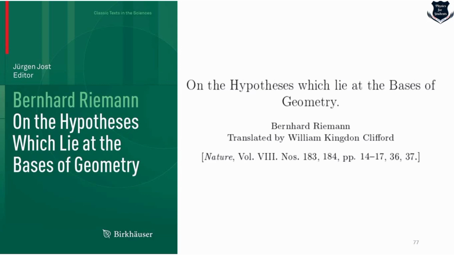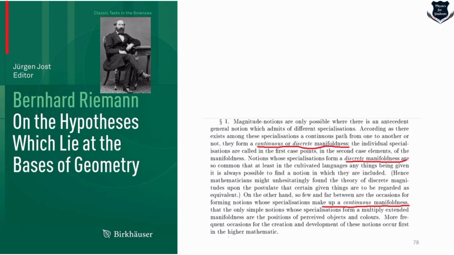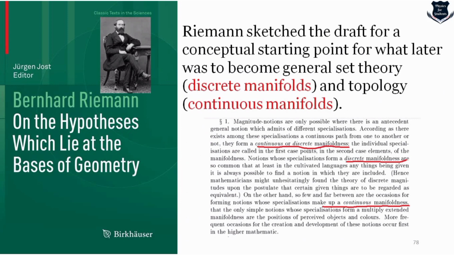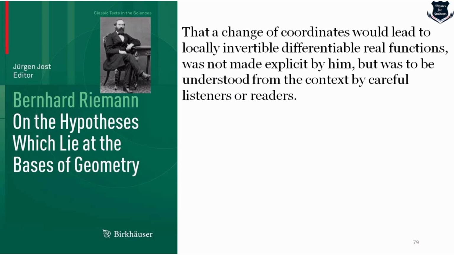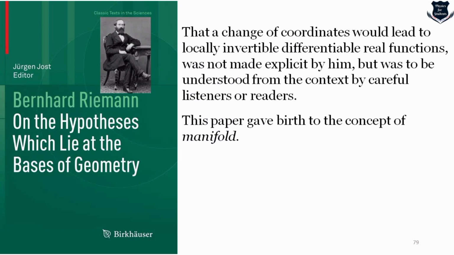So let's look forward. This is the great revolutionary book of Bernhard Riemann, On the Hypotheses which lie at the Basis of Geometry. It's the English translation by William Kingdon Clifford. We all know that the Clifford algebra is named after him. This is the book, and I underlined there: continuous or discrete manifoldness, etc. So Riemann sketched this route, which was to become general set theory, called discrete manifold, and topology, continuous manifold. These are a few important points which you can note.